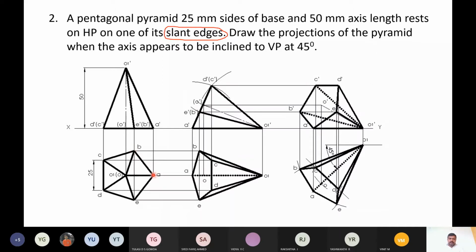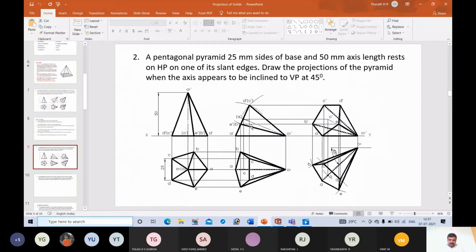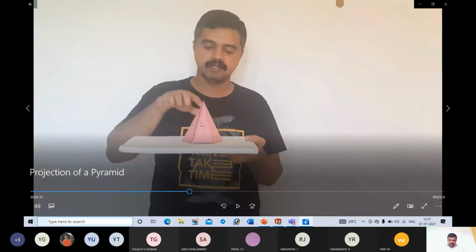Okay, so if you don't know the difference between base edge and slant edge, it will be very difficult. So first you should understand what you mean by base edge and what you mean by slant edge. In the previous class also I explained. Consider this as a pyramid. So this is the base of the pyramid, that means the one which is on HP. So this is called the base.